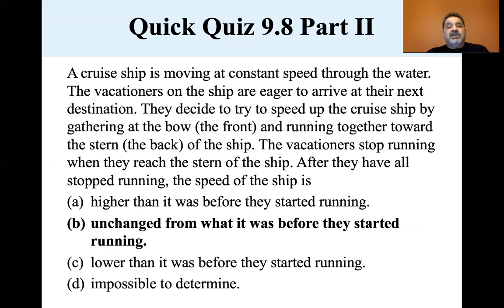And maybe they want to do it several times. So they go back to the bow of the ship and run back. Well, every time they run to the front, they're having the opposite effect. So it really doesn't change. When they run back to the bow of the ship, the front of the ship, they slow it down, and then they can run to the back and speed it up. But it's a canceling effect.